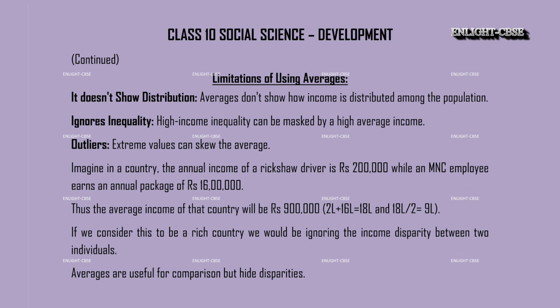Averages don't show how income is distributed among the population. 2 Ignores inequality. High income inequality can be masked by a high average income. 3 Outliers. Extreme values can skew the average.